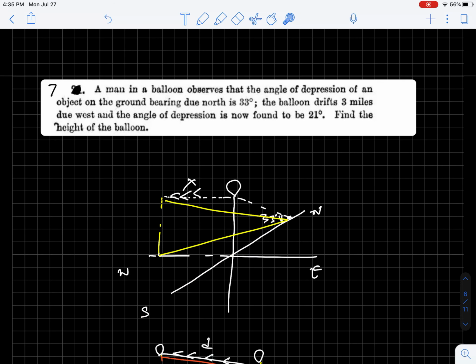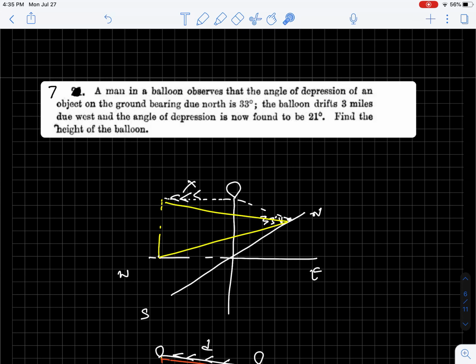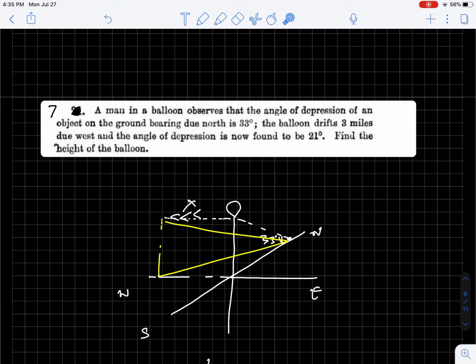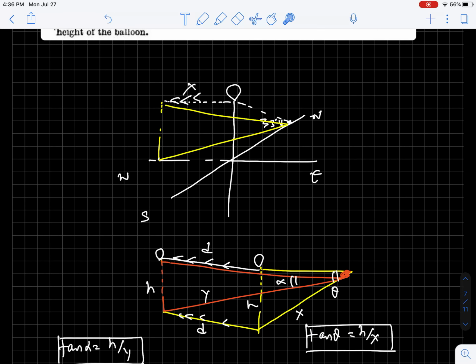Okay. There's one more interesting question. This is from S. L. Loney, 11th book, and this is also a good question. A man in a balloon observes the angle of depression of an object on the ground bearing due north is 30 degree. Okay. Now see, this is balloon, and some stone is here.